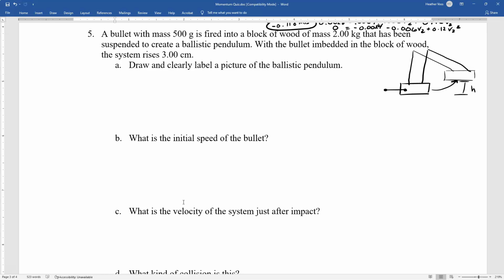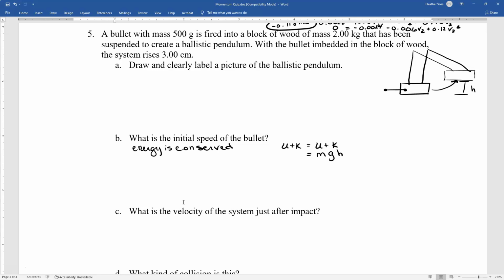Well, let's work backwards. So we know energy is conserved. How do I know that? There's no external force happening on the system. So that tells me that potential plus kinetic at the bottom is going to equal potential plus kinetic at the top of that pendulum. At the top, the only thing is potential, so it's going to be mgh.